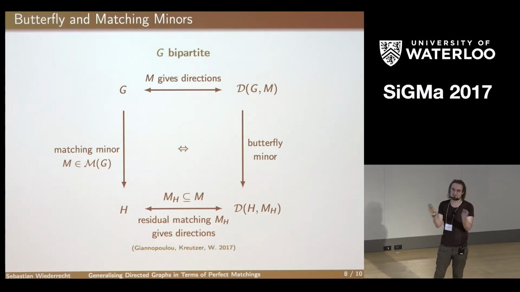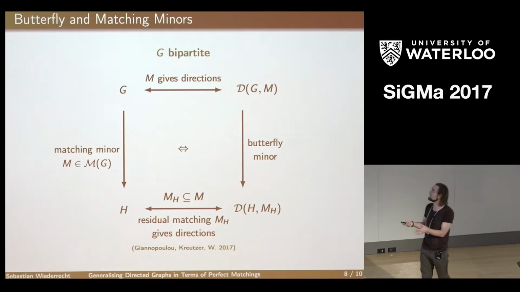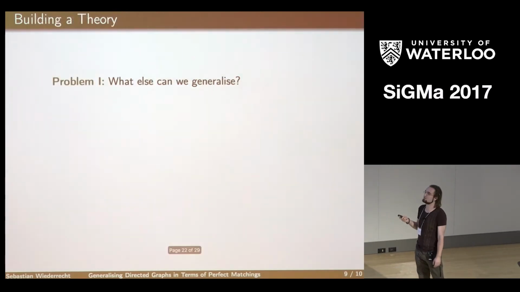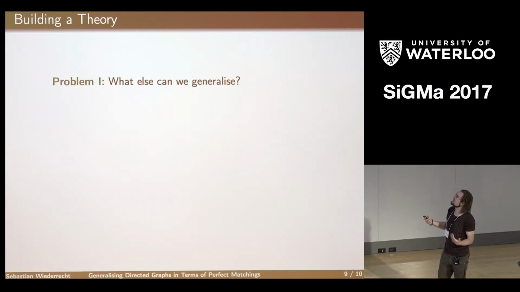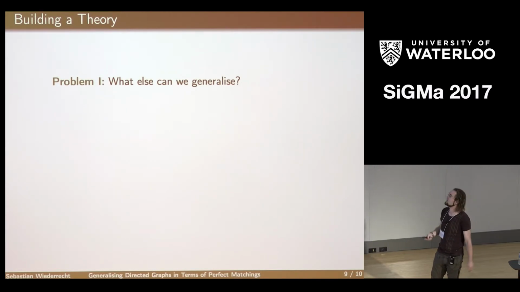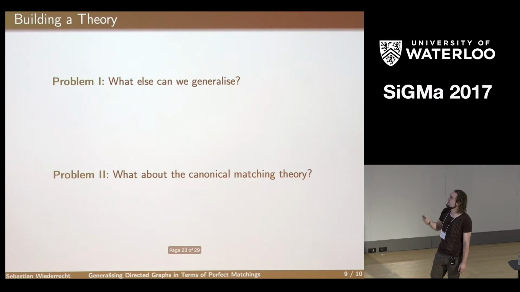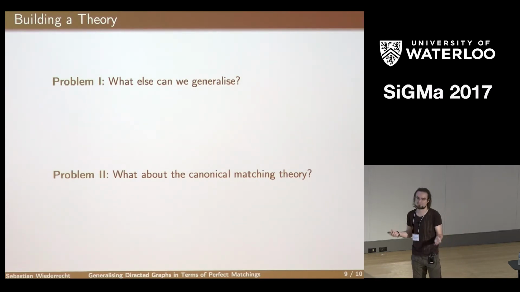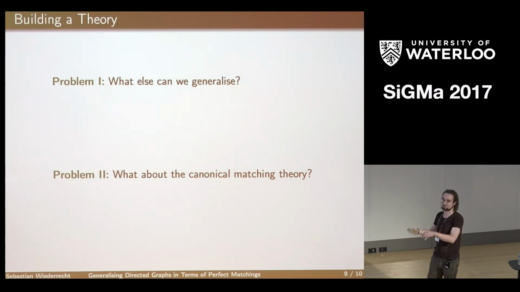So now what we have is we know what connectivity is, we know what paths are, we also have aligned minors. So what's going on? We want to build a whole theory. We want to, at some point, reach the grid theorem. So the next question is, what else can we generalize? And also there's already a theory of graphs with perfect matching in existence, and we want to somehow fit our theory into this canonical matching theory.